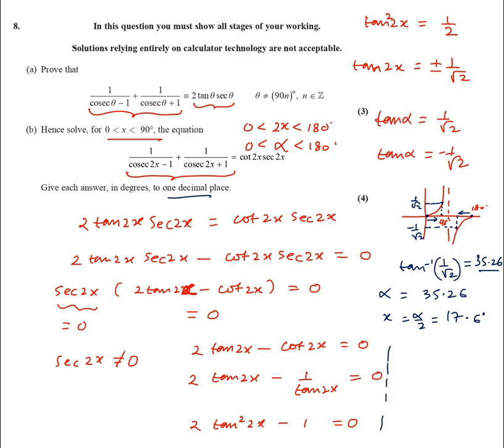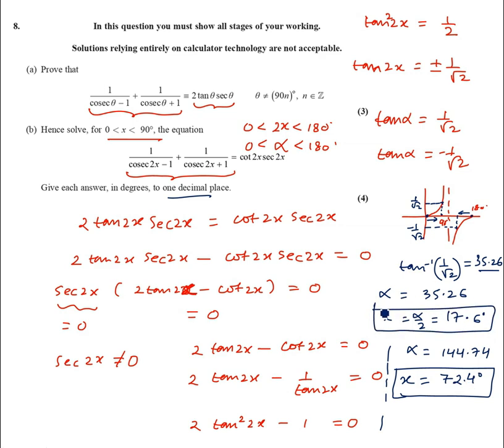That gave me 144. So the other value of alpha will be 144.74, and if you divide this by 2, that will give you the value of x. So the other value of x will be 72.4 degrees. So the answer may vary a little bit, but I think these two answers are correct.